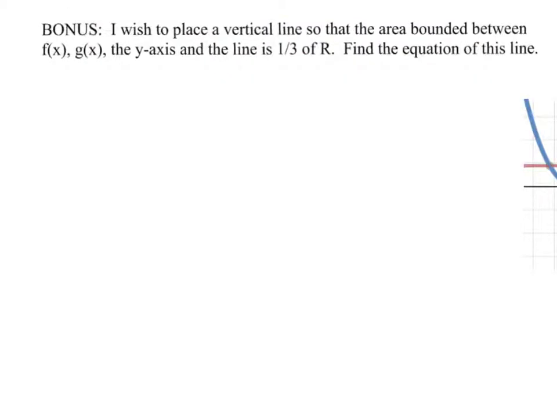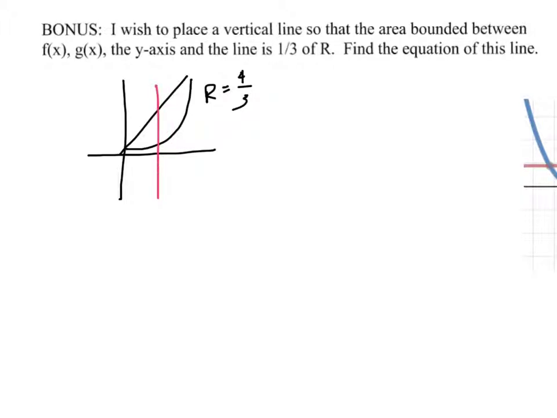All right, last, if I wanted to put a vertical line so that the area bounded between those functions and the y-axis was 1/3 of r. If you actually calculated the area of this, it was 4/3. Okay, r was 4/3. And I want to put a line in here somewhere. I'm going to call it k. That cuts this to be 1/3 of r. So the red area should be a third of r. Well, r was 4/3. So a third of 4/3 is 4/9.